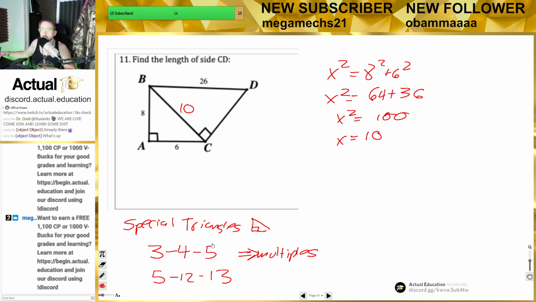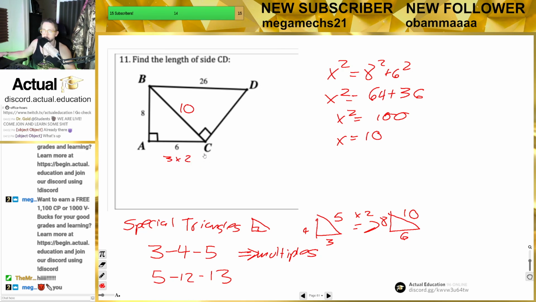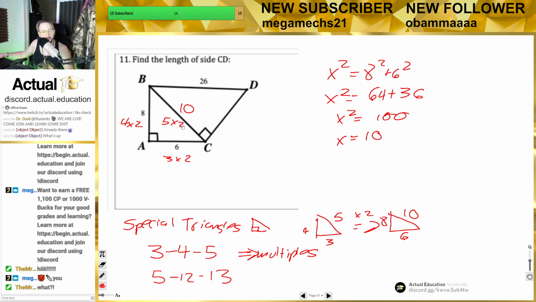Let's say this is a triangle which is going to be 3, 4, 5. What if we scaled this up by a factor of 2? What would it be? 4 would turn into 8. Good. 3 would turn into 6, and 5 would be 10. Do you see how this is the same thing? When you recognize this, you should say, oh look, this is 3 times 2, this is 4 times 2, so this one must be 5 times 2. Good.